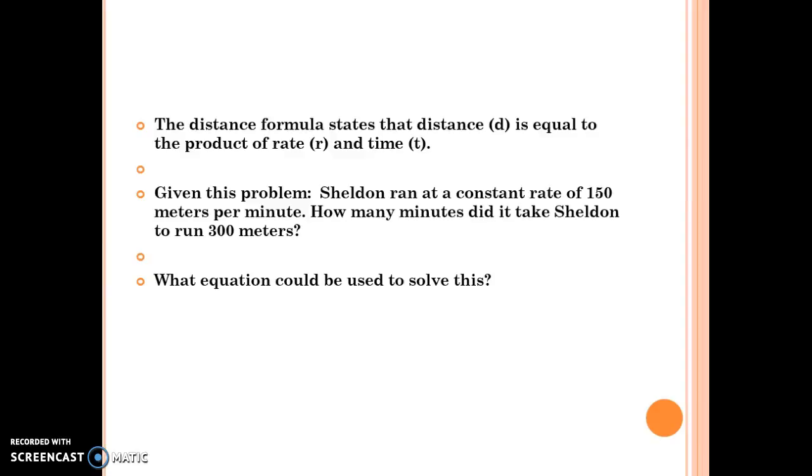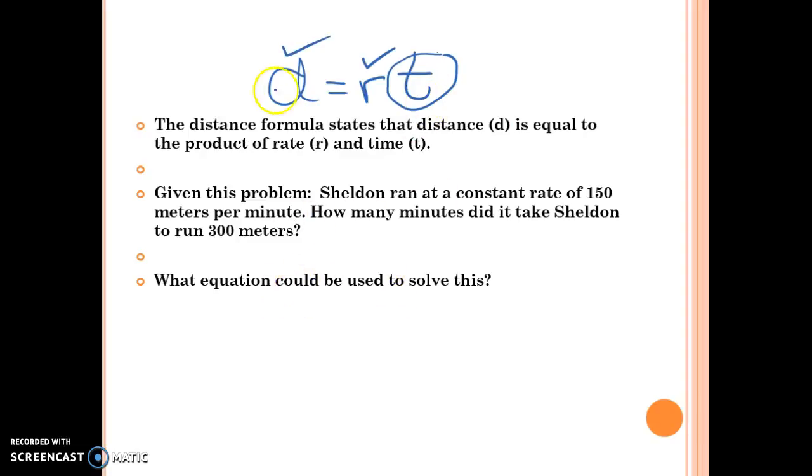The distance formula states that d is equal to the product of the rate times the time, or d equals rt. Given this problem, Sheldon ran at a constant rate, so we know we have a rate of 150 meters per minute. How many minutes did it take Sheldon to run 300 meters? That's the distance, 300 meters, and we want the time.